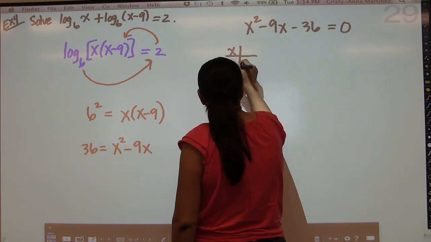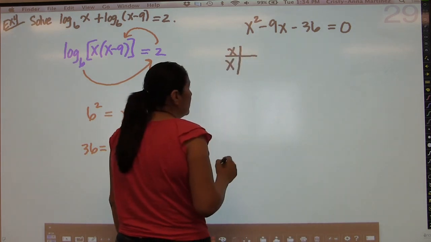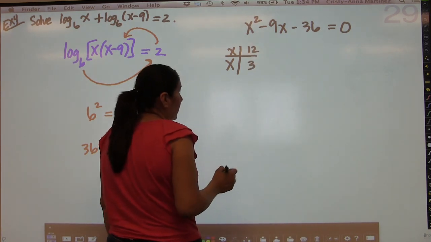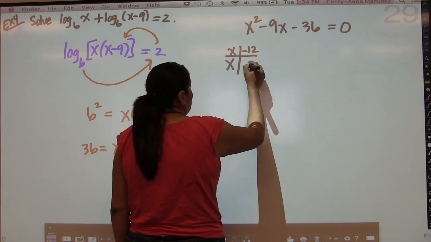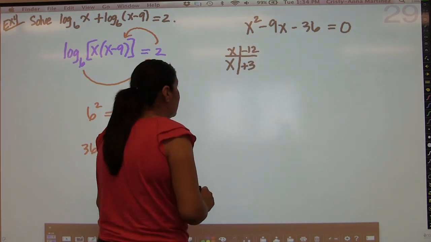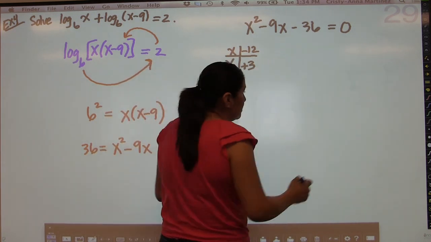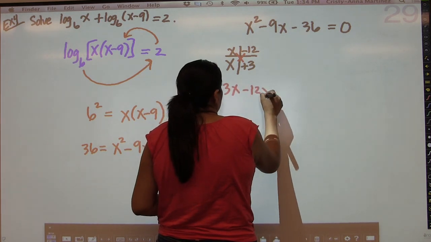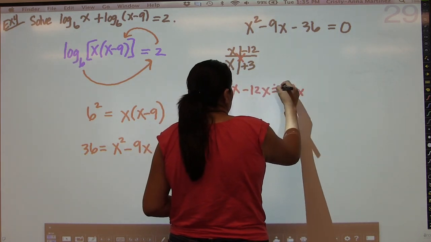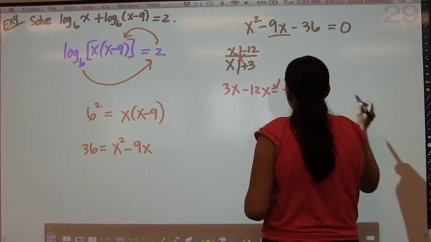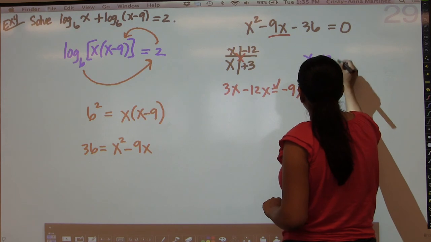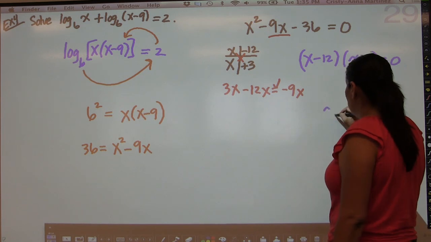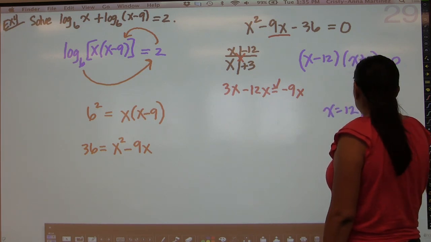Let's see if that works. x and x goes there for x squared. 36, probably do 12 times 3, because 12 minus 3 is 9. So we want a negative 9, so I'm going to go negative 12 and positive 3 here. Negative 12 times positive 3 is in fact negative 36. And if I use my diagonals, I'll get a 3x and a negative 12x, which will equal a negative 9x, which is exactly what I want, negative 9x. So my factorization will be x minus 12 and x plus 3 equal to 0, which means my solutions are going to be x equals 12 and negative 3.